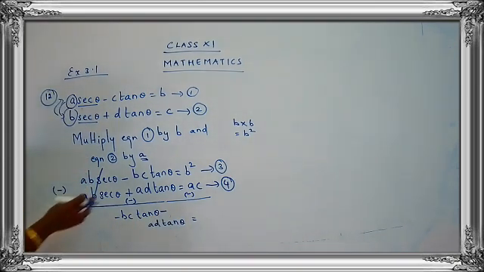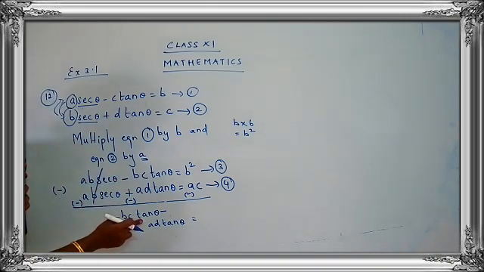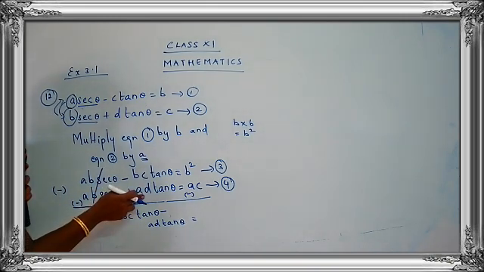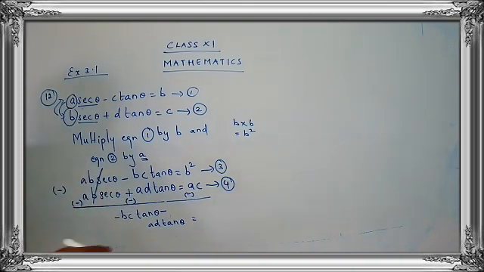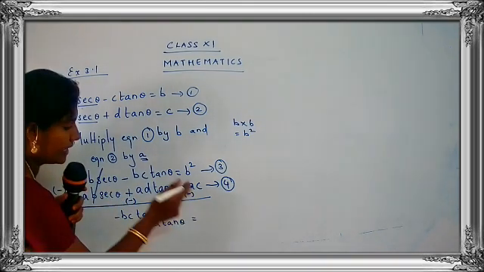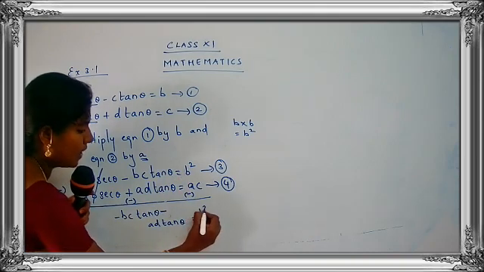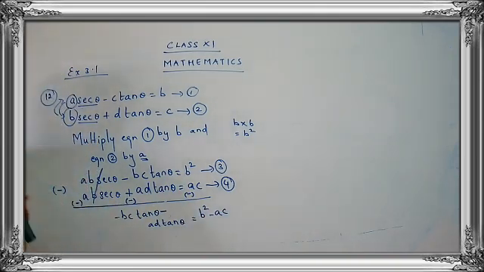So what is left here? Minus BC tan theta. And what is left here? Minus AD. Do not take plus sign, children. You have to take the minus sign. You have to take the new sign. Minus AD tan theta. And what is here now? It's B square minus AC. So what you have got here? Minus BC tan theta minus AD tan theta is equal to B square minus AC.